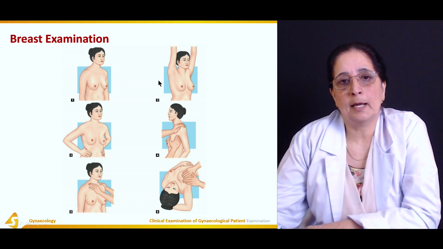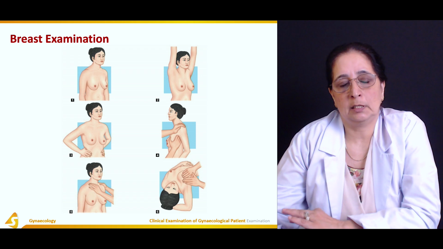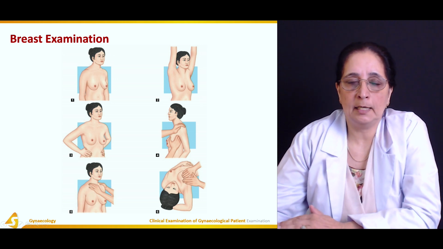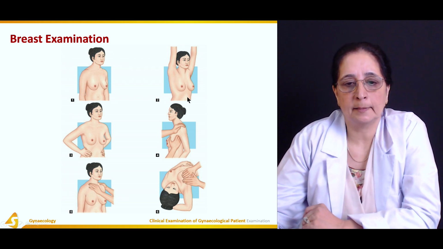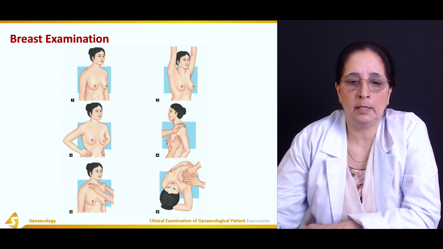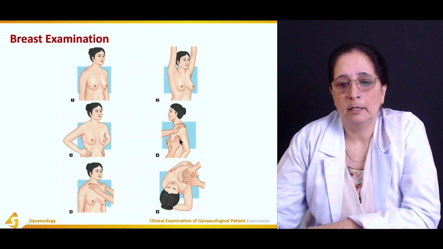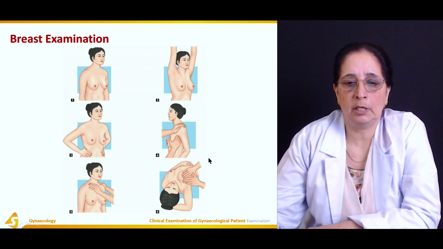Then in the next step, ask the patient to raise the arms above, and then just look in the mirror. By elevation, if there is any change in the size, if there is any appearance of any swelling, any dimpling, that can be noticed. Then third, ask the patient to put the arms on the side and then do the same. Observe in the mirror.